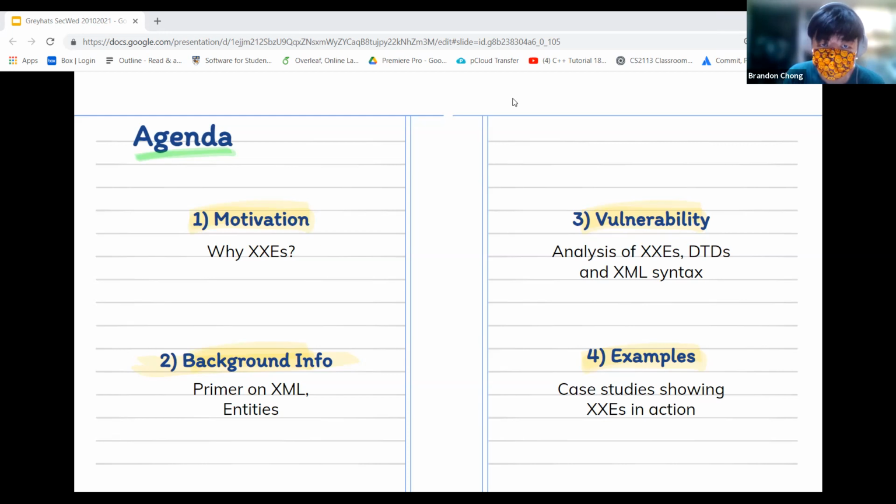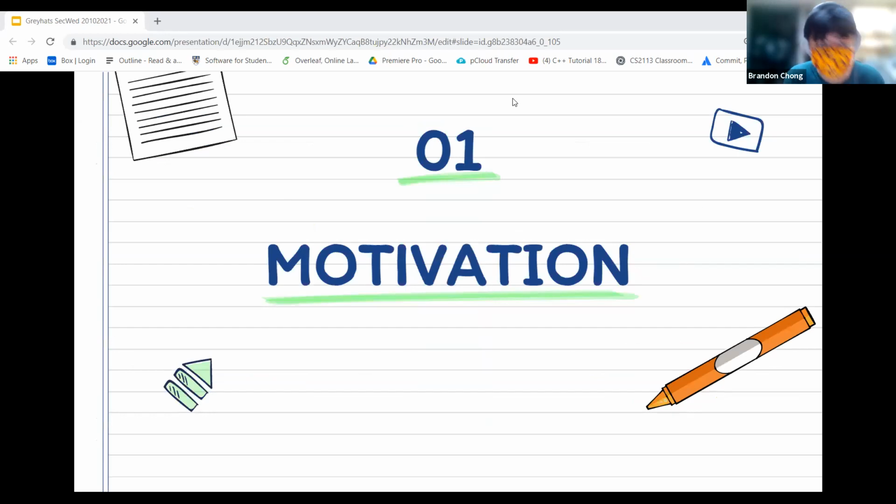Thereafter, I'll go into the vulnerability itself, which allows XXEs to exist, just analyzing the XML syntax and seeing where exactly these flaws are that can be exploited. And then lastly, I'll go into a few examples or case studies, showing XXEs and how they can be used. So firstly, I'm going to start with the motivation.